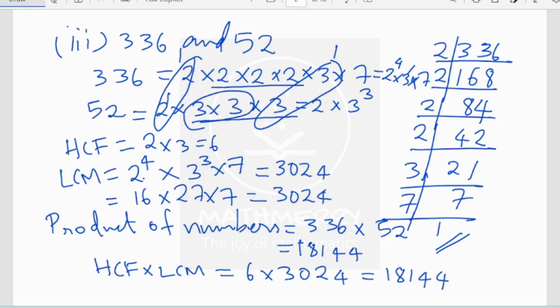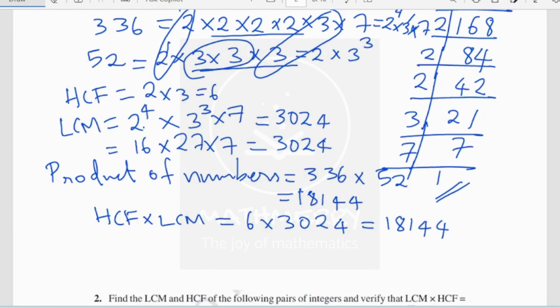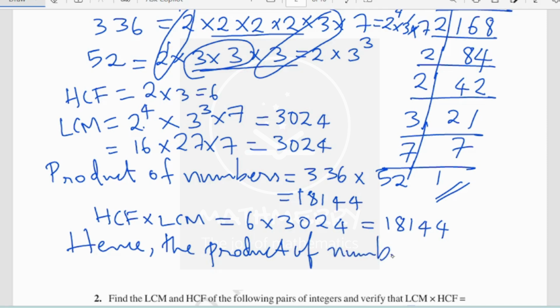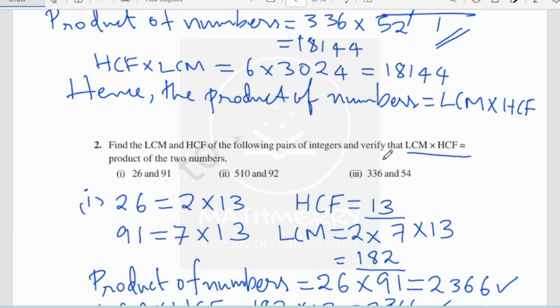So what you can write is, hence the product of the numbers is equal to LCM into HCF. So that's about our third sub question. I hope it's clear.